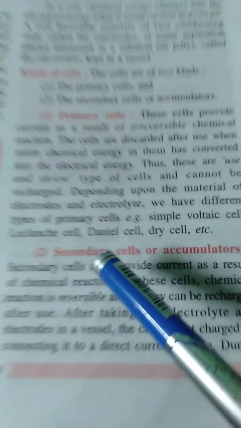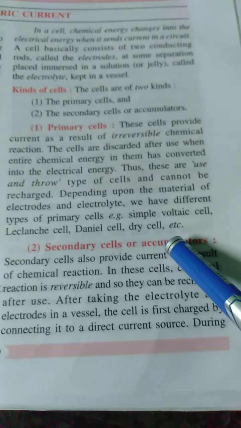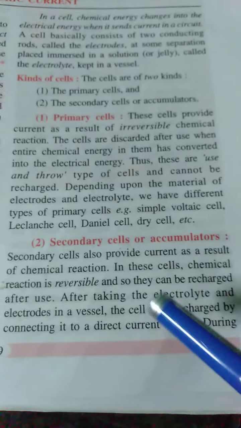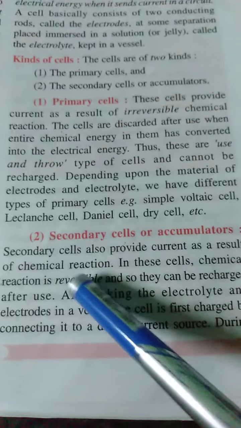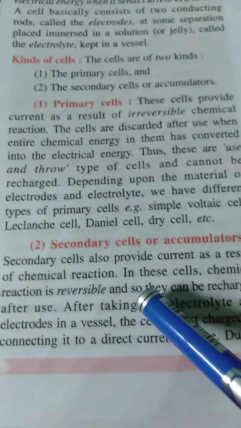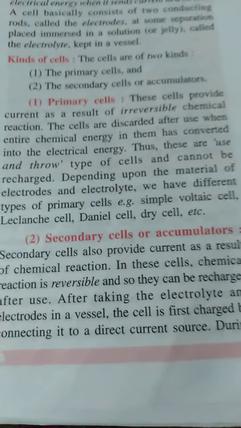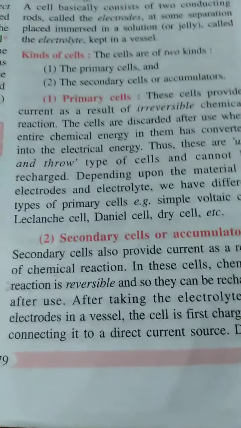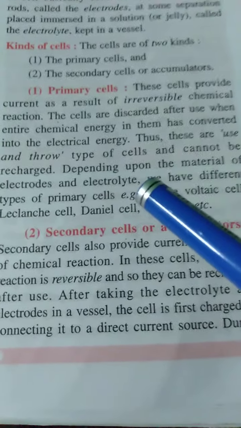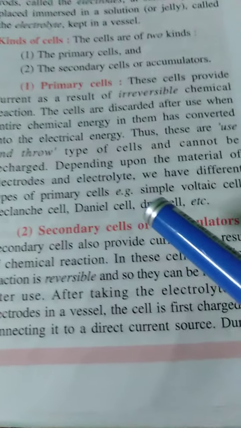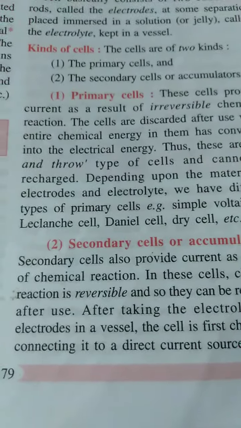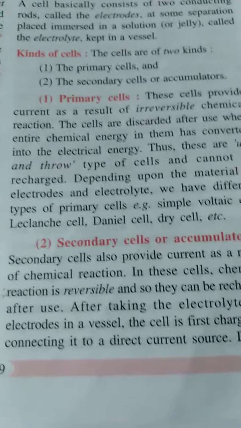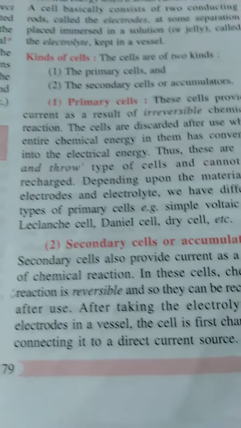Now let's come to the second one, the secondary cell. In this type of cell, the chemical reaction that takes place is reversible, which means that when we recharge it, when we pass current through the cell, the reverse chemical reaction takes place and the cell again becomes as new. As we see in the mobile phone, when the battery becomes almost dead, we charge it and the battery becomes again as new.